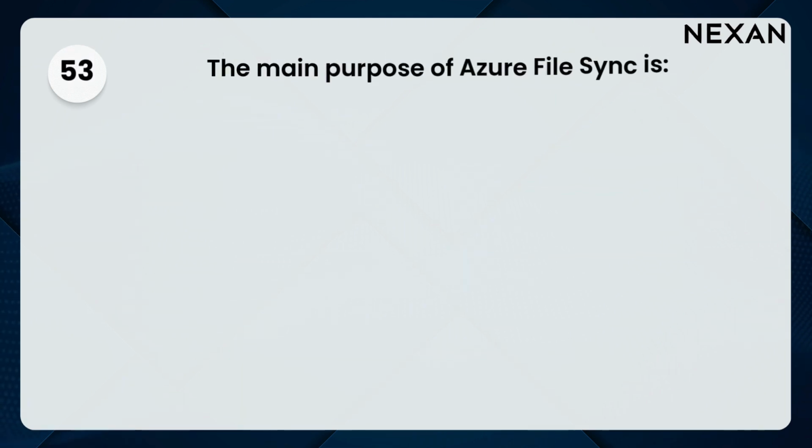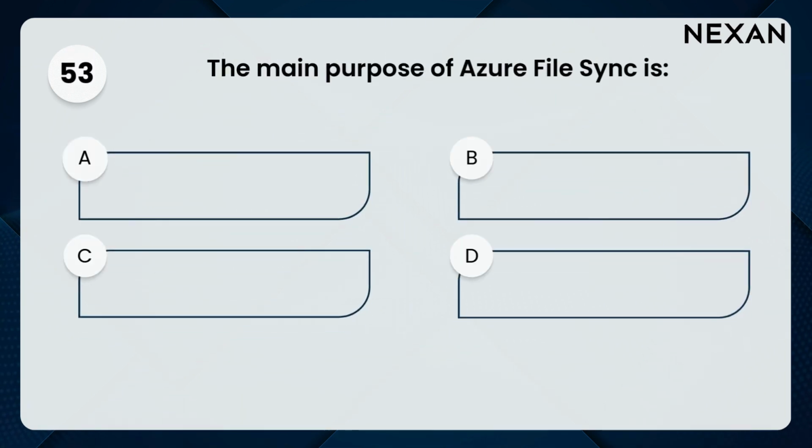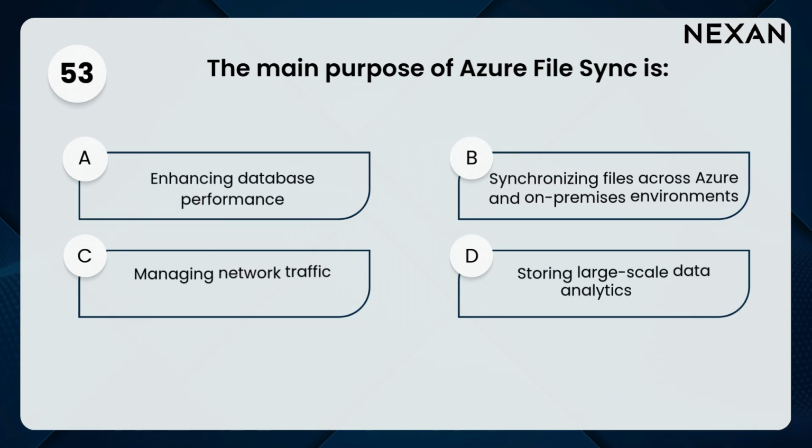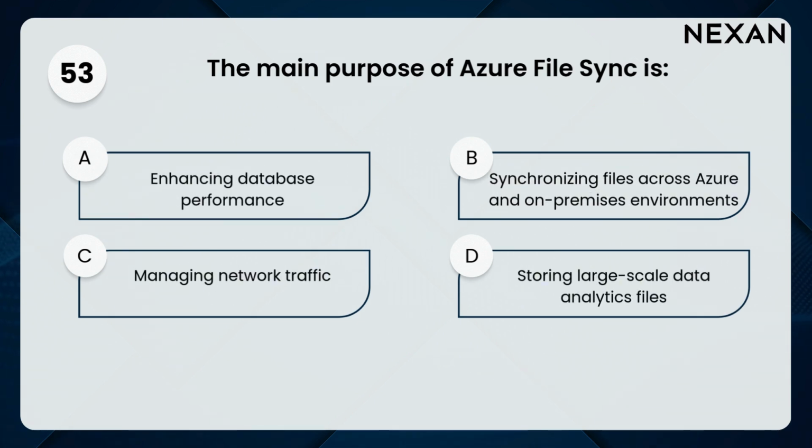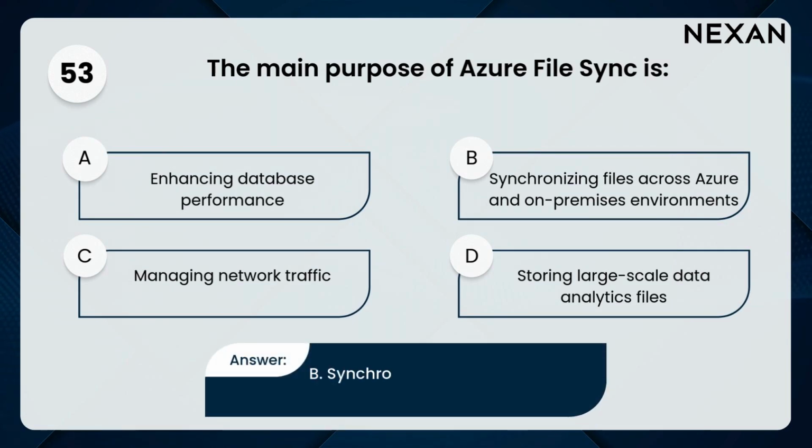53. The main purpose of Azure File Sync is A. Enhancing database performance. B. Synchronizing files across Azure and on-premises environments. C. Managing network traffic. D. Storing large-scale data analytics files. Answer B. Synchronizing files across Azure and on-premises environments.